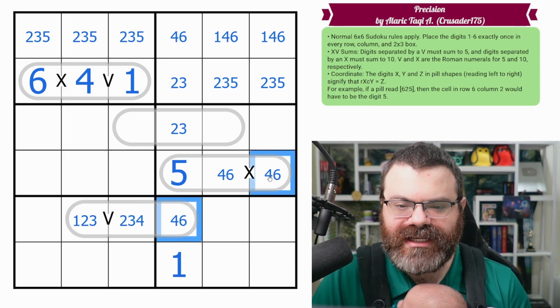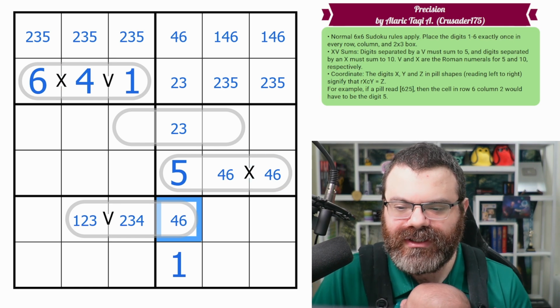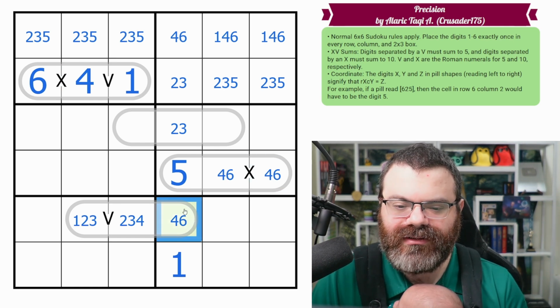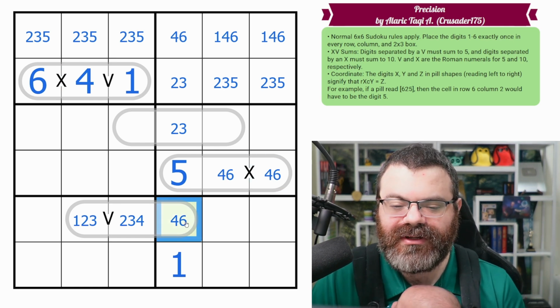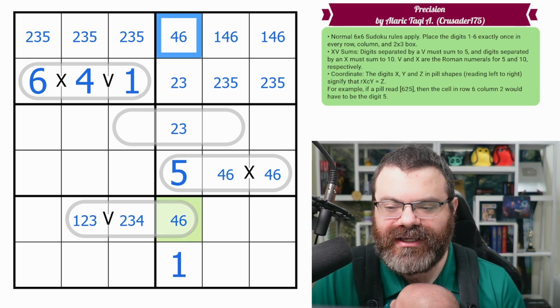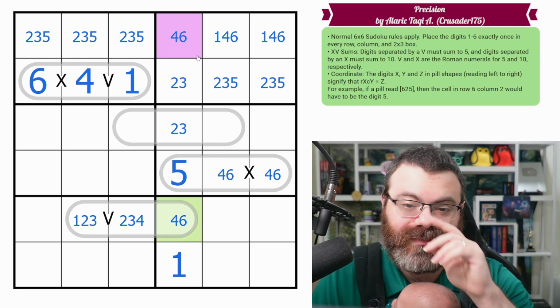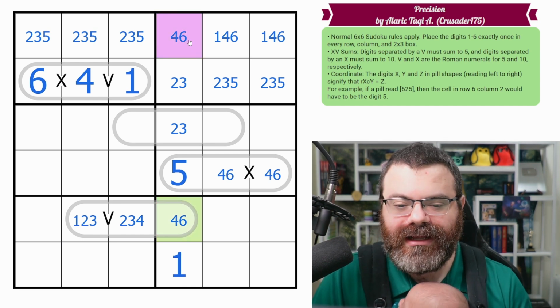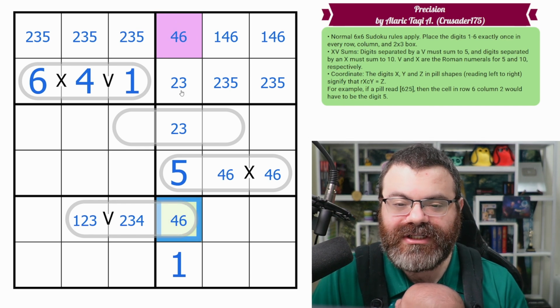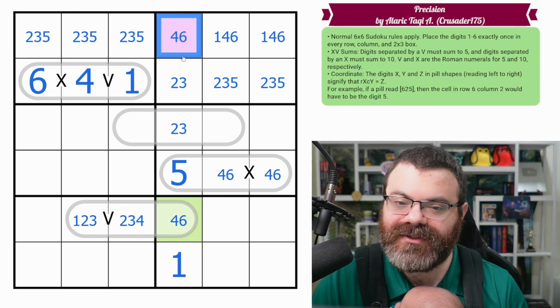These two digits are the same. I think I'm going to color. So let's just call this green. Whatever this ends up being, a 4 or a 6, we're going to call that green. That means this cell here is going to be the other color, purple. Meaning that if green is 4, then purple is 6. If green is 6, then purple is 4, right?